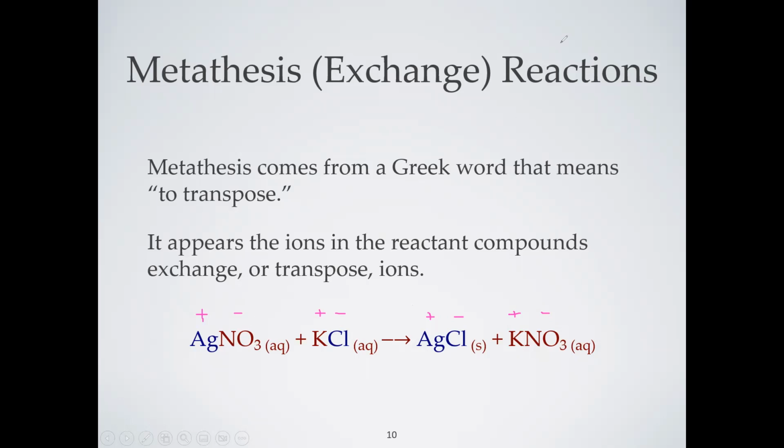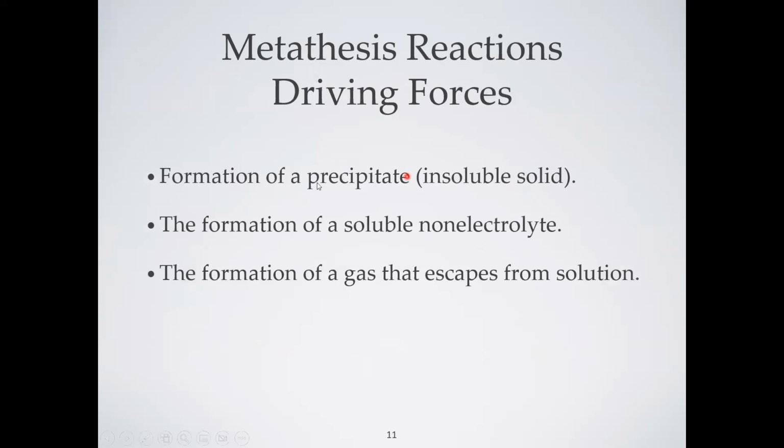And then depending on exactly how this occurs, we can have a couple different sort of further classifications. So the one we were actually just looking at is a precipitate or a precipitation reaction. In some cases, we'll form a soluble non-electrolyte, so something that actually won't be able to conduct electric current through it because it's not going to have the ions there. And then in other cases, we'll be producing a gas.